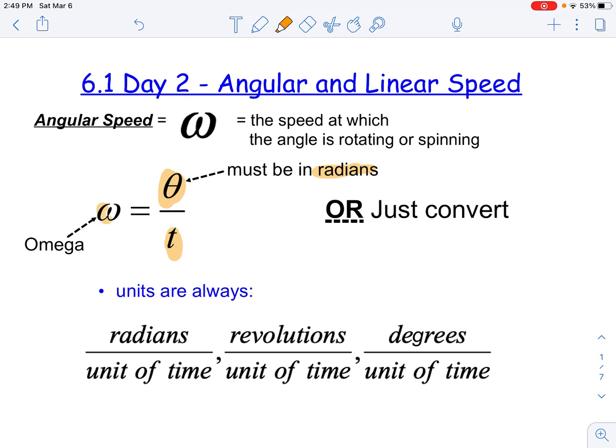The symbol for angular speed is this funky looking W, which is actually the Greek letter omega. So it's the letter omega. You can make it look like a W. You don't have to make it fancy like that.